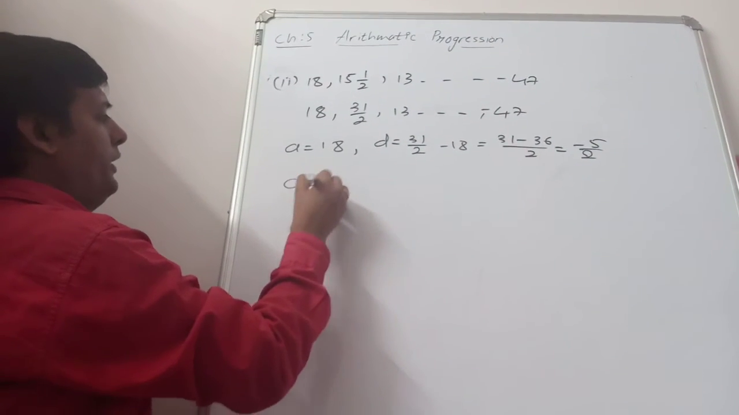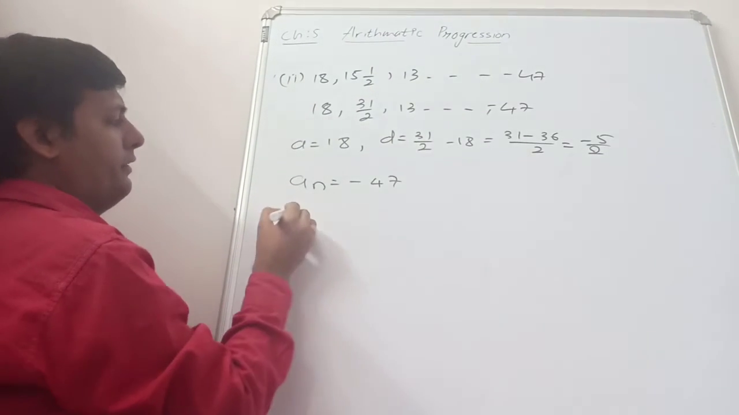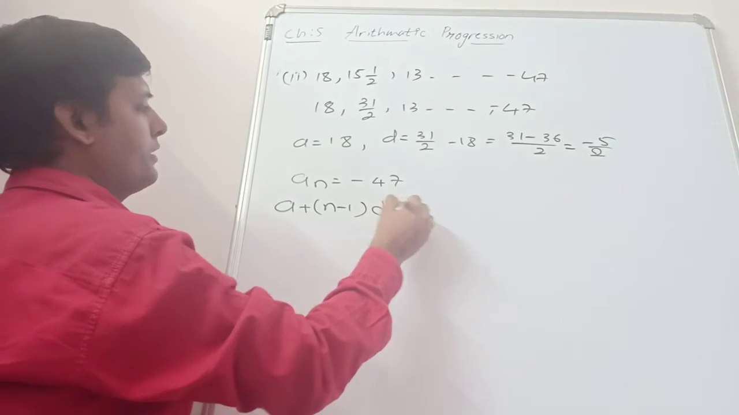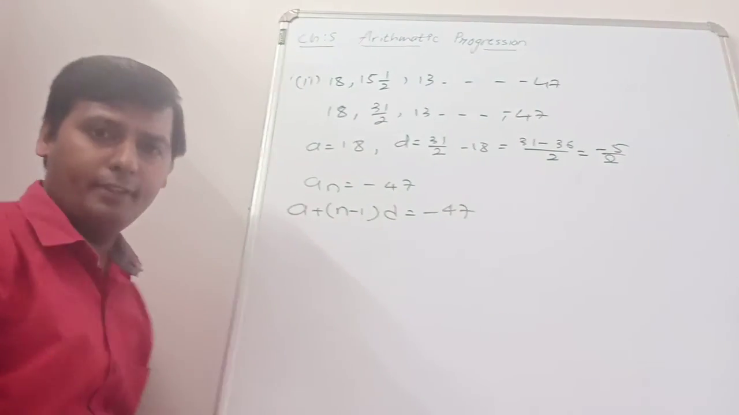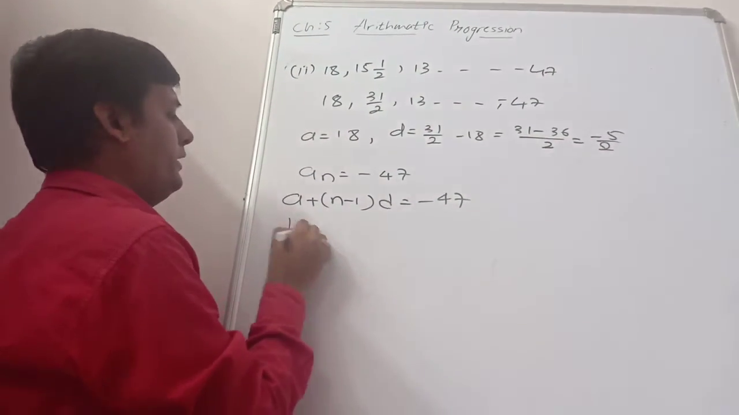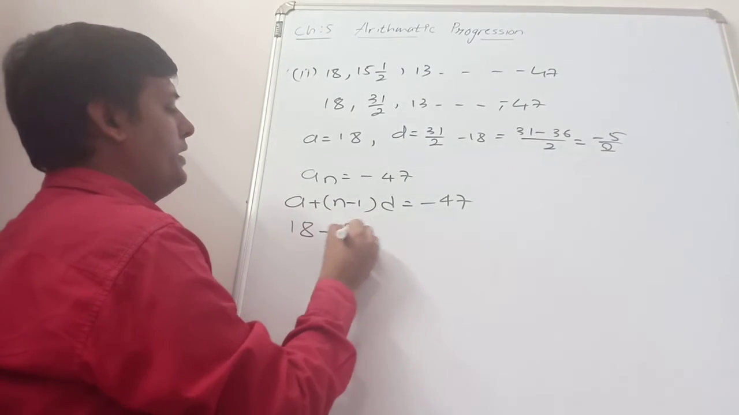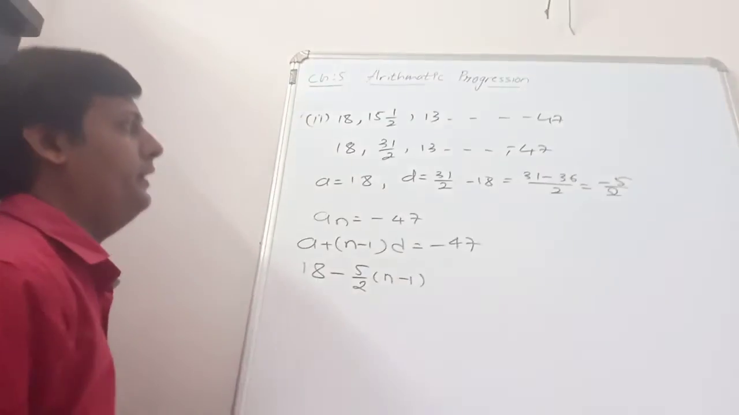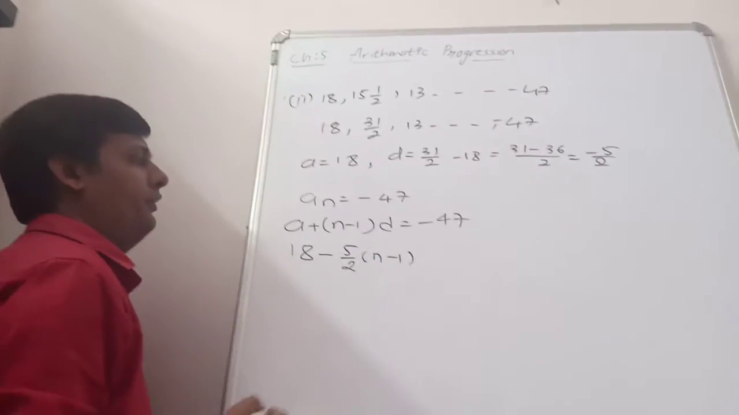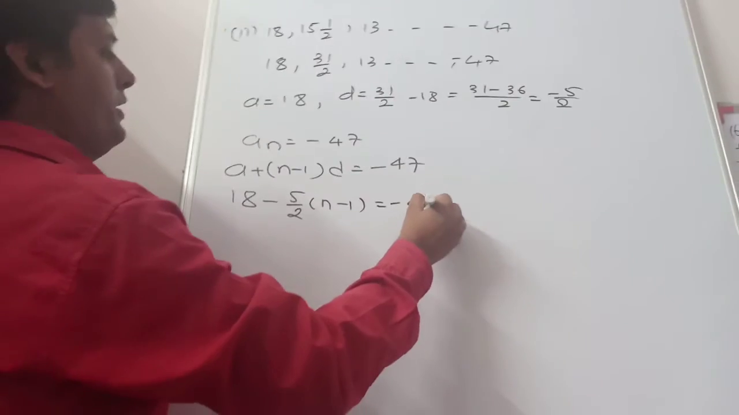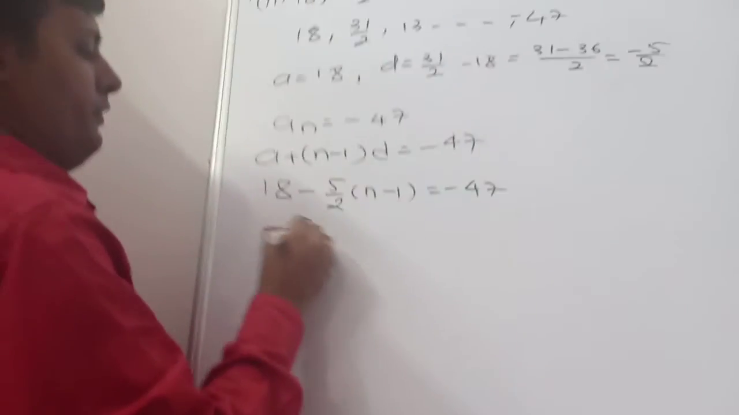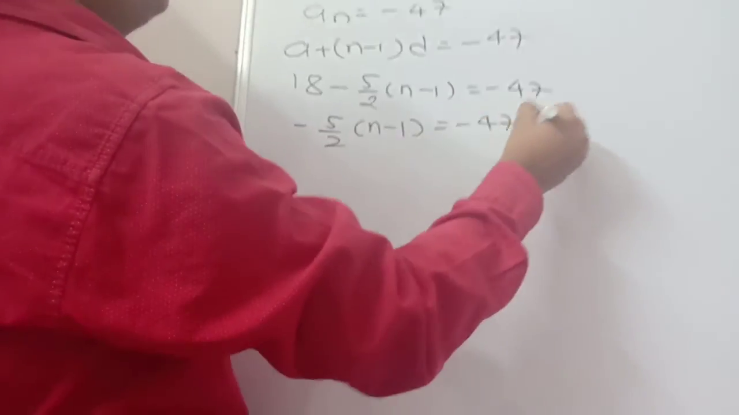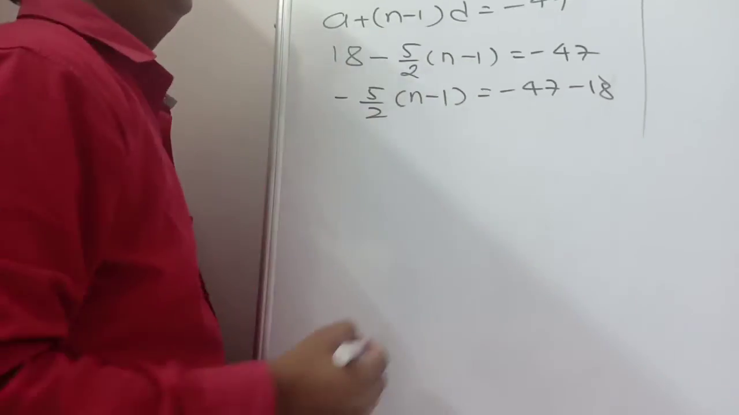The nth term, so an is equal to minus 47, a plus n minus 1 into d is equal to minus 47, right? a is 18 plus d, minus 5 by 2, into n minus 1 is equal to minus 47. So minus 5 by 2 into n minus 1 is equal to minus 47 minus 18.